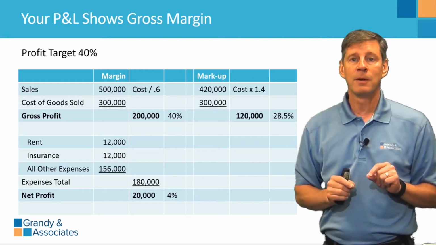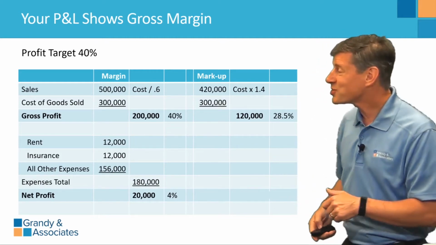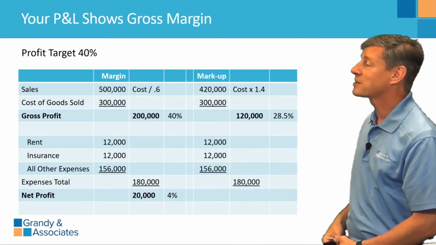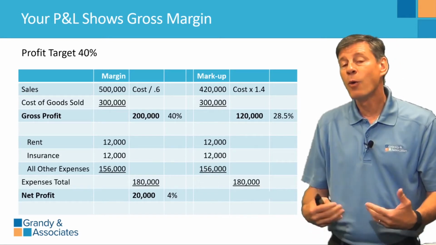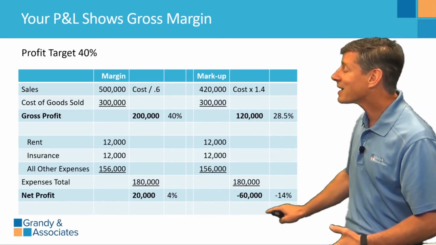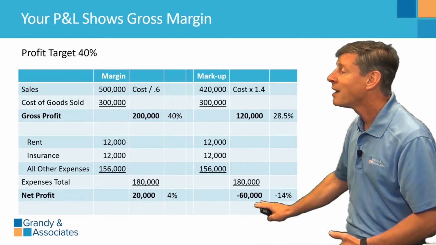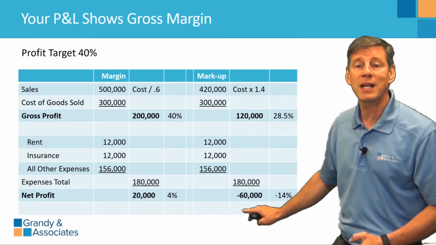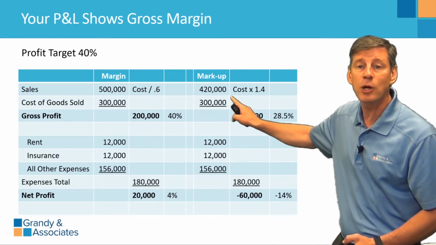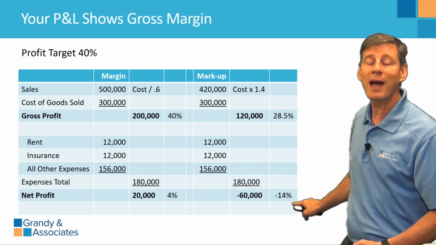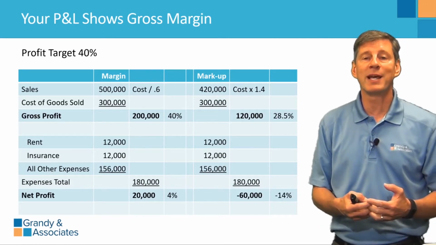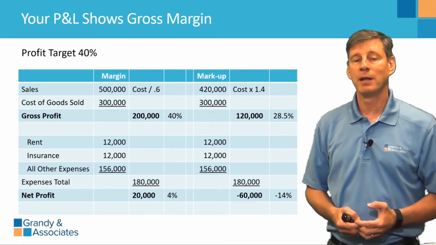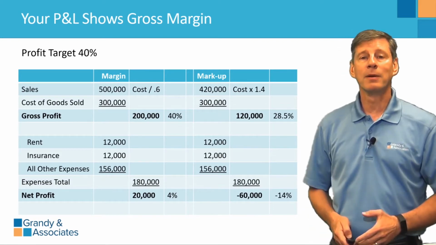There's a difference. Now, the problem here is we still have to pay all our overhead expenses. So by the time we pay that, we find out that we have not a $20,000 profit, but a $60,000 loss. And again, if we take that divided by our total sales, we find out we have a minus 14% loss in this company. Why does that happen?